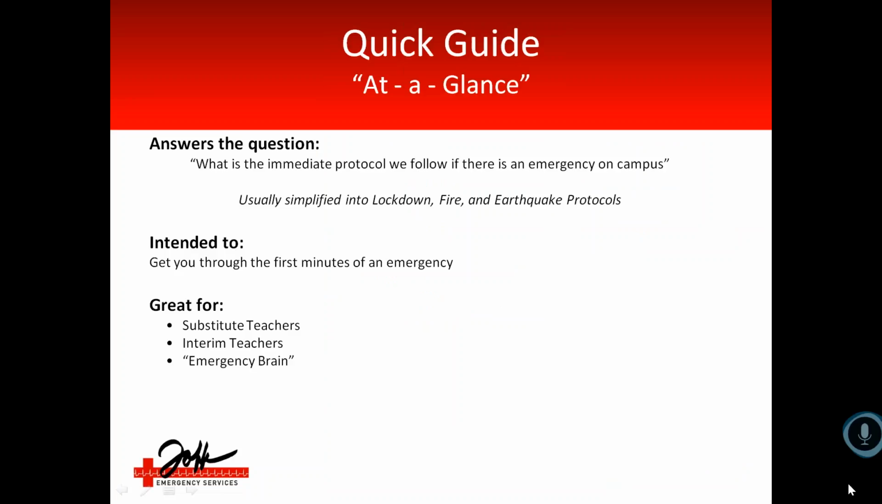Quick guides are supposed to answer the question, what is the immediate protocol we follow when there's an emergency on campus? It's usually simplified into lockdown, fire, and earthquake protocols, the ones that apply on campus. It's intended just to get you through the first minutes of an emergency. A quick guide is not intended to answer questions like: how do we set up camp if we need to stay here for a long period of time? How do we deal with EpiPens? How do we administer this kind of medication? What is our protocol for this, and what is our protocol for that?